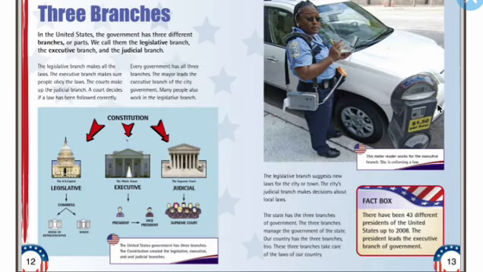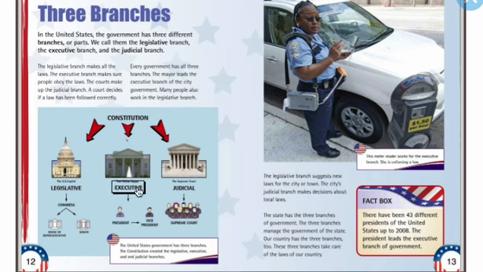So remember that our government has 3 branches. We have the legislative, the executive, and the judicial. So we just visited Washington, D.C., and we saw Congress. Congress is made up of the House of Representatives and the Senate. This is at our national level and at our state level.